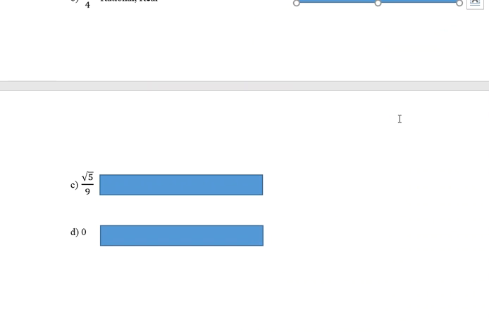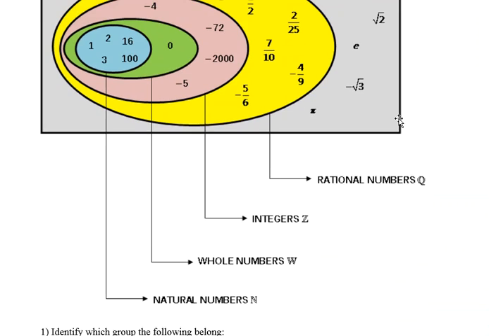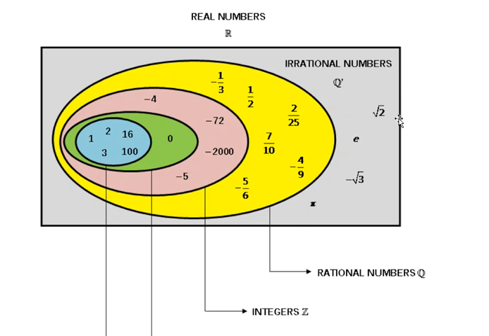Okay, so we have 2 more. Square root of 5 divided by 9. Now remember, square roots are special, so if we come up here, we can see the square roots. Those are part of the irrational numbers. So square root would be an irrational number and a real.